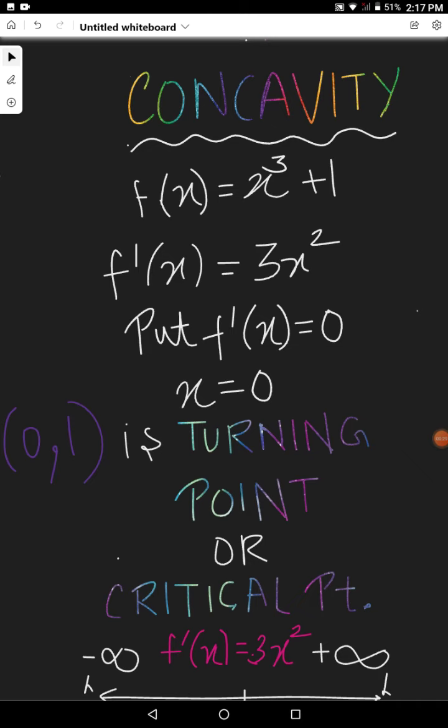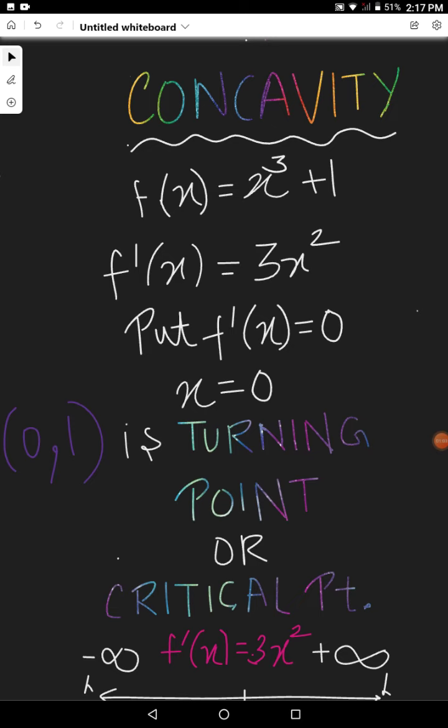Consider a function f of x equals x cube plus 1. Now take the first derivative, that is f dash x. It will be equal to 3x square. Now put f dash x equal to 0. On putting f dash x equal to 0, what will you get? You will get that the turning point is at x equals 0.